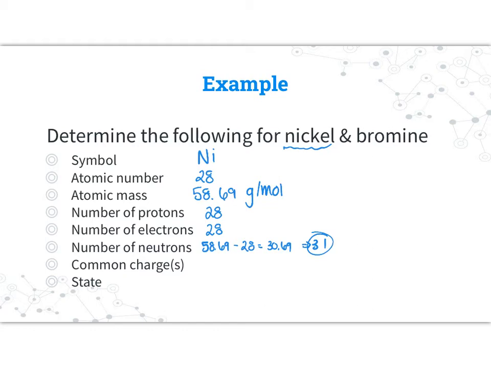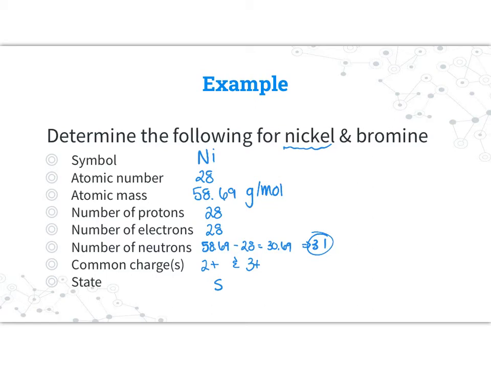The most common charges for nickel are nickel 2+ and nickel 3+. The state of nickel at room temperature is a solid because nickel's elemental symbol is black on our periodic table.